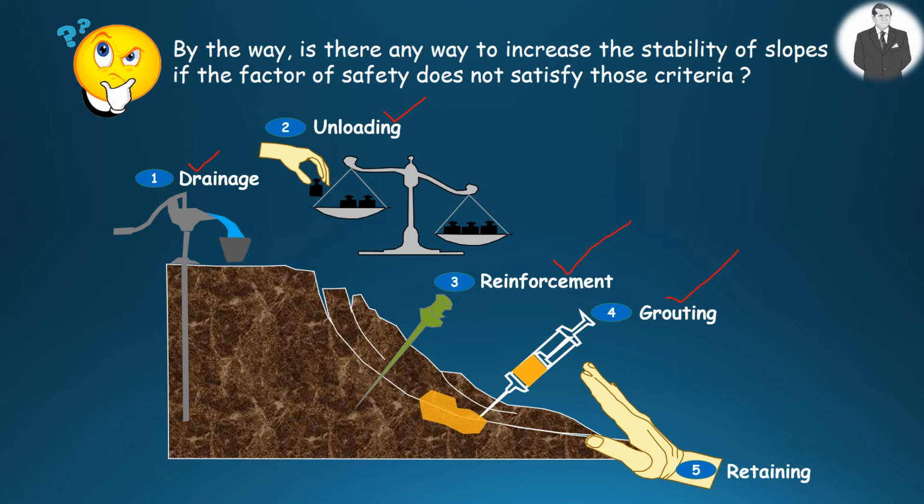Grouting is used to provide adhesion between the sliding mass and the stable ground along the slip surface. And finally, the retaining technique is used to provide support to the sliding mass of soil through retaining structures.